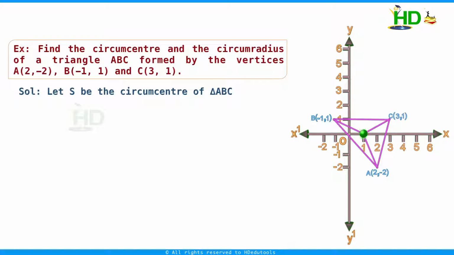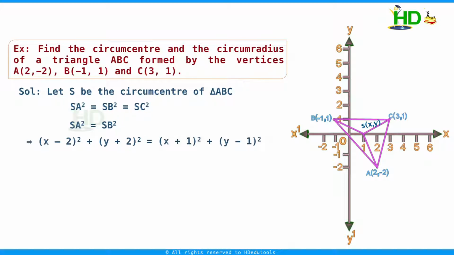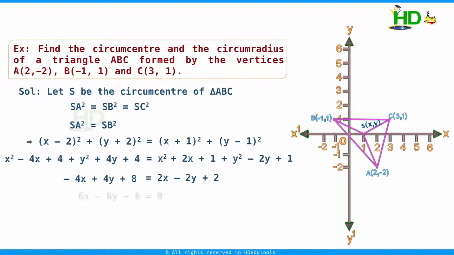What is circumcenter? Now let us consider this is the circumcenter S(x, y), so that we can write the center is at equal distance from the vertices A, B and C. That is SA square equal to SB square equal to SC square. If we consider SA square equal to SB square, we can write x minus 2 whole square plus y plus 2 whole square. This is the distance between S and A. This is equal to x plus 1 whole square plus y minus 1 whole square. On simplifying this, we get 6x minus 6y minus 6 is equal to 0, or x minus y minus 1 equal to 0.